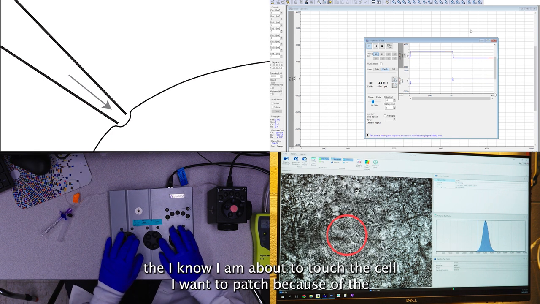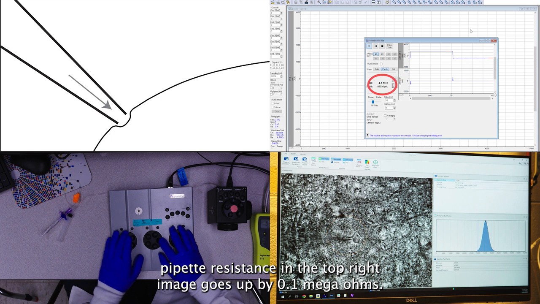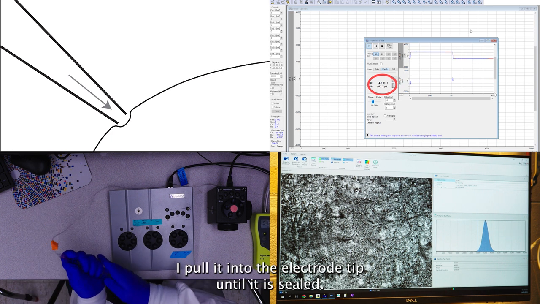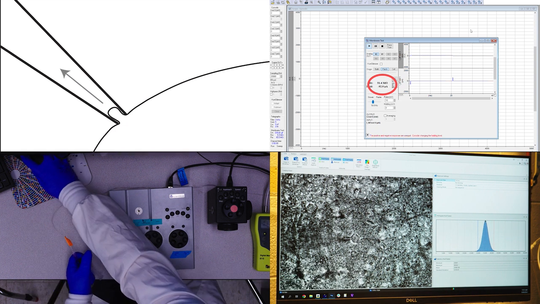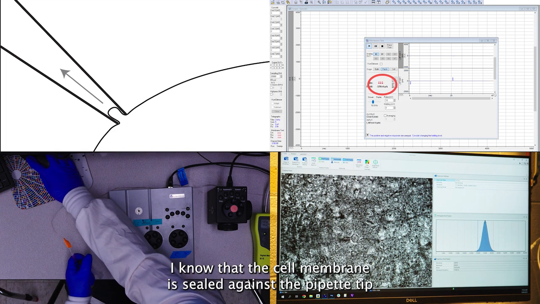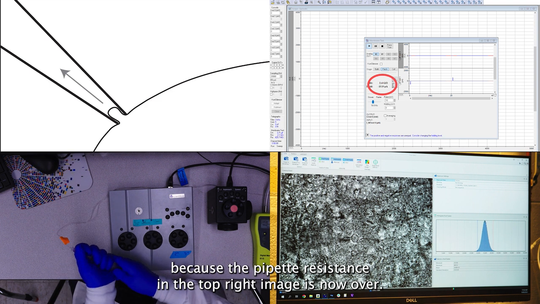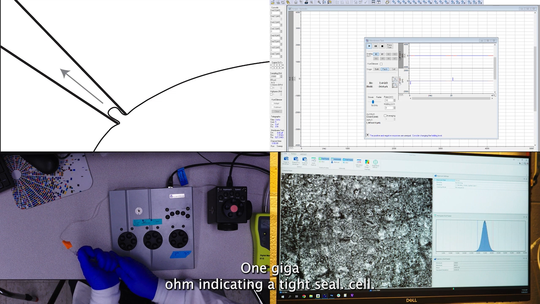I know I am about to touch the cell I want to patch because the pipette resistance in the top right image goes up by 0.1 megaohms. Once I touch the cell membrane, I pull it into the electrode tip until it is sealed. I know that the cell membrane is sealed against the pipette tip because the pipette resistance in the top right image is now over 1 gigaohm, indicating a tight seal.